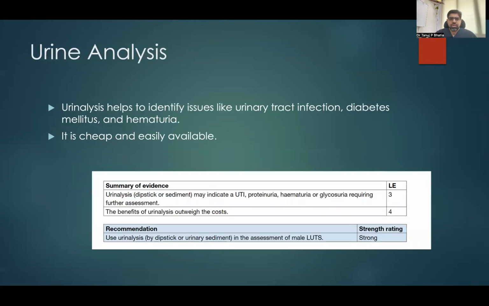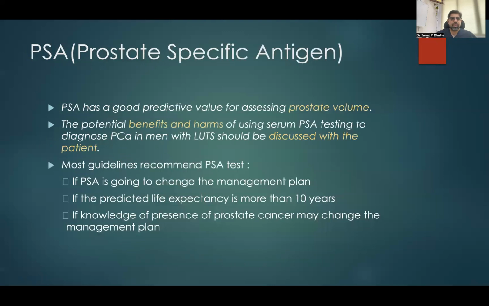Now, coming to the investigations that we do, urine analysis is a cheap and easily available investigation. It helps us to identify issues like UTI, diabetes, and hematuria. And there is a strong recommendation that urine analysis should be used in assessment of male LUTS.